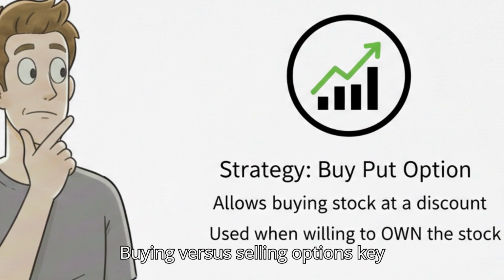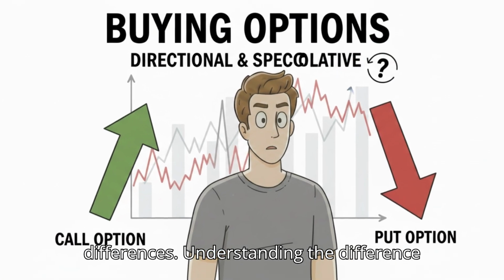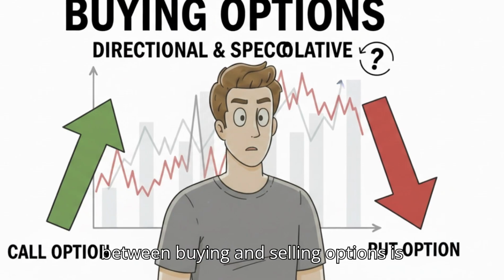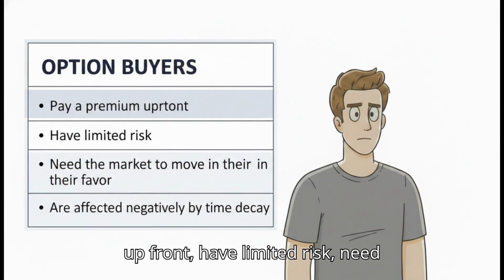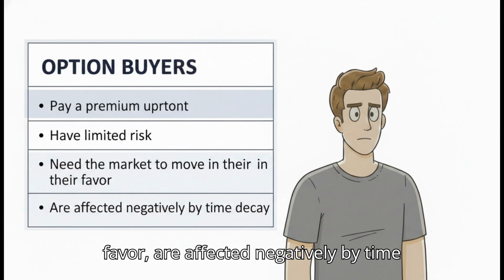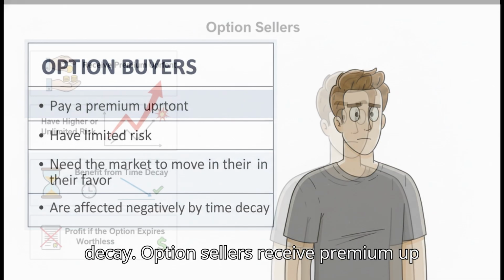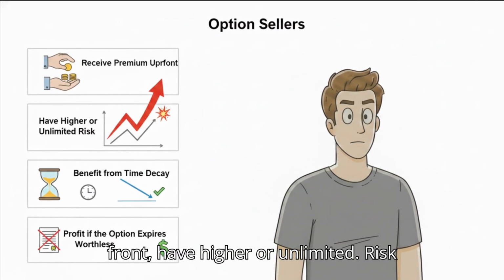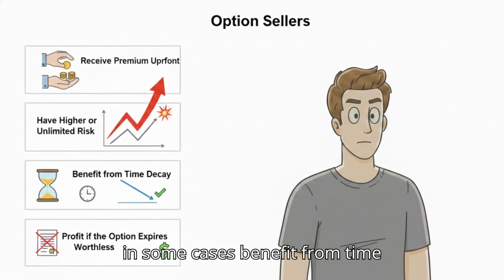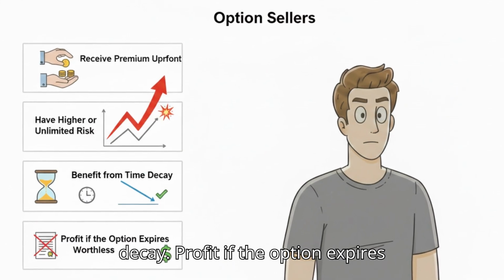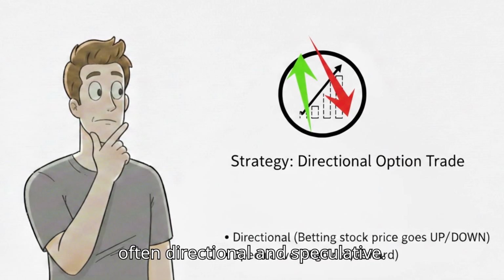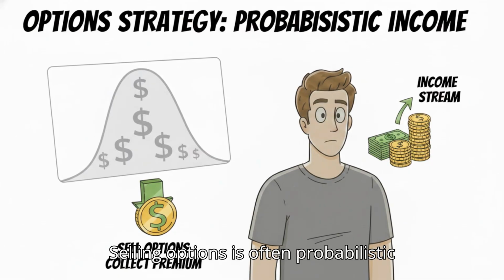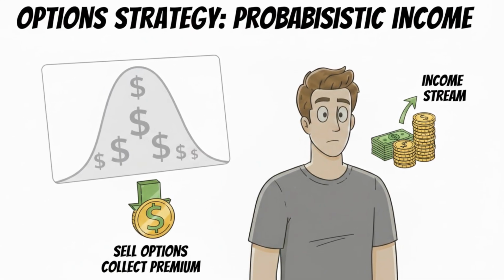Buying versus selling options, key differences. Understanding the difference between buying and selling options is critical. Option buyers pay a premium upfront, have limited risk, need the market to move in their favor, and are affected negatively by time decay. Option sellers receive premium upfront, have higher or unlimited risk in some cases, benefit from time decay, and profit if the option expires worthless. Buying options is often directional and speculative. Selling options is often probabilistic and income-focused.